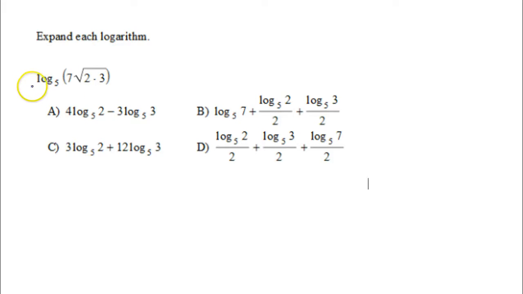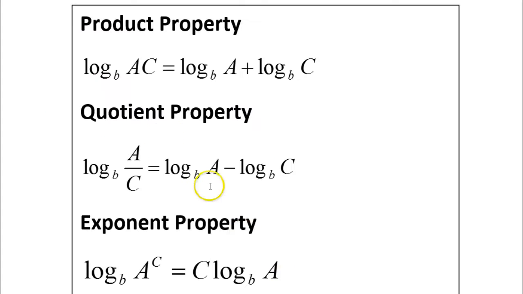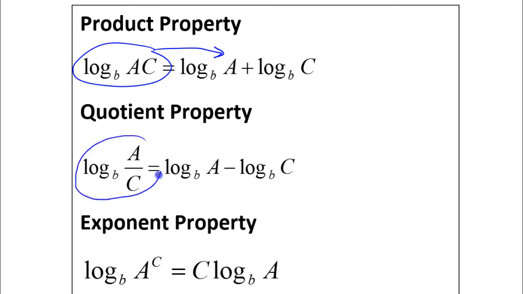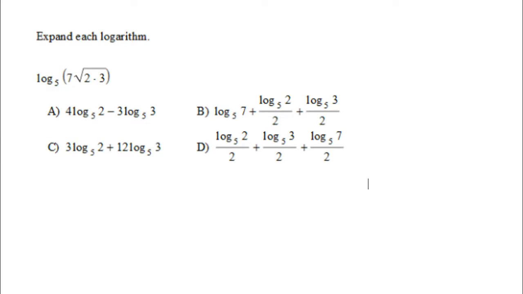We are supposed to expand this logarithmic expression. Expanding means taking a single log, like one of these, and rewriting it as a sum or a difference, or in this case of the exponent property, taking an exponent and writing it in the front, that counts as expanding as well. So using one or more of these properties to go from this version to this version is called expanding. If we went the other way, it would be called condensing.